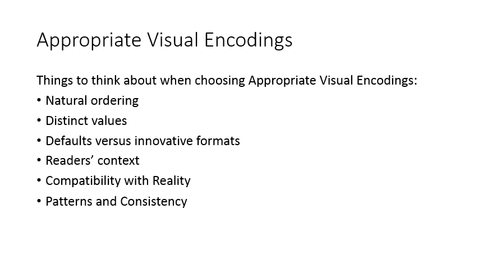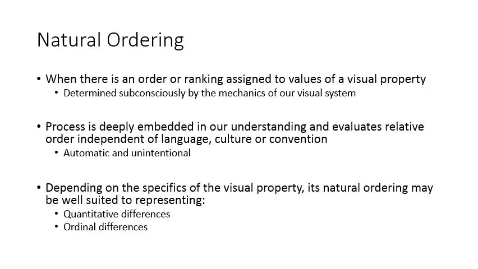And then patterns and consistency, and this is something that I see a lot of in assignments, is a lack of consistency across things. So natural ordering is when there's an order or a ranking assigned to the values of a visual property. This is determined subconsciously by the mechanics of our visual system. If you think of your visual system as almost like software, the software that decides whether something is a natural order or not is deeply embedded in our brains. It's not optional. It's not something that you can design around. You need to be aware of it and you need to design around that.